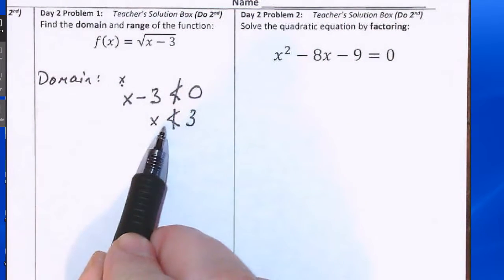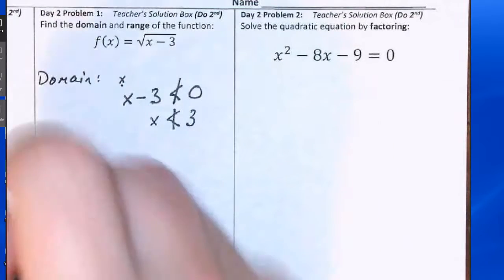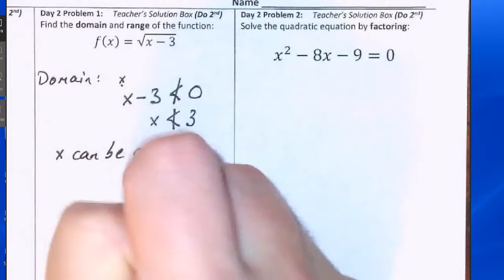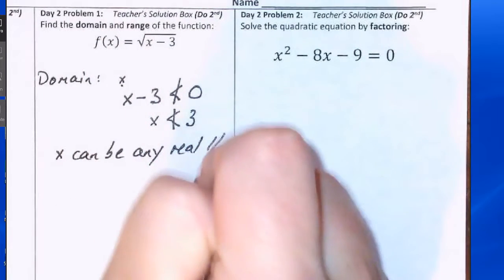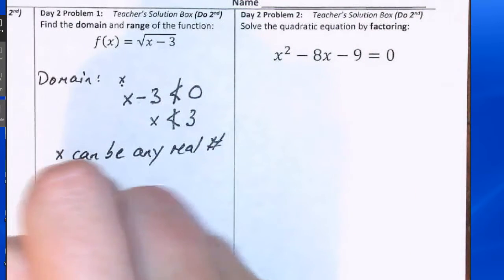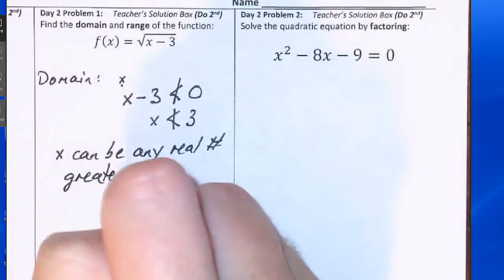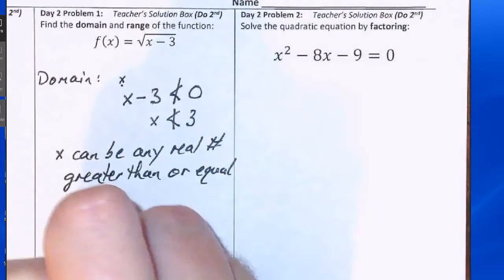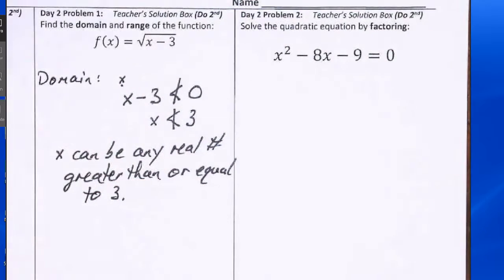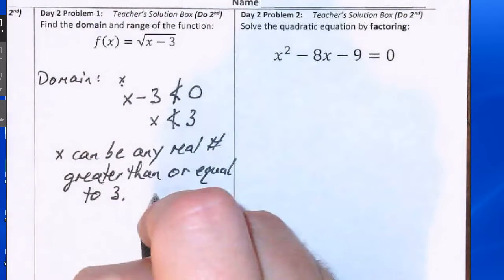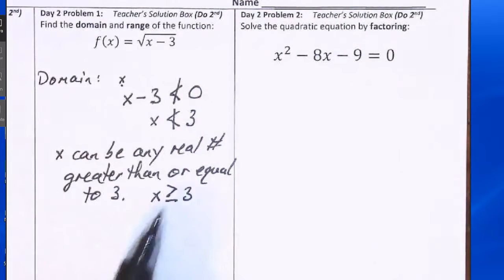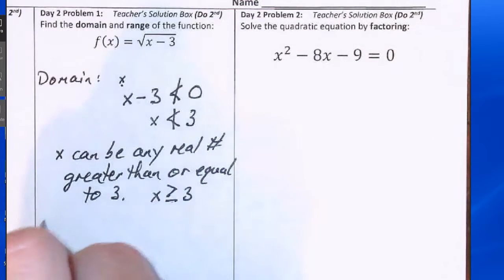Another way to interpret saying that x cannot be less than 3 is to say that x can be any real number greater than or equal to 3. You could write this in symbols like this. X must be greater than or equal to 3. Now let's do the range.